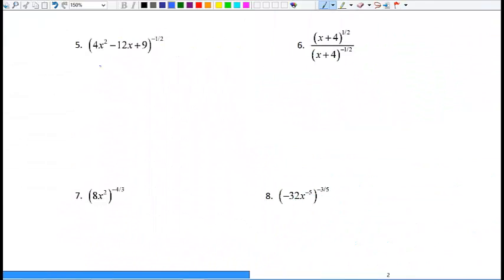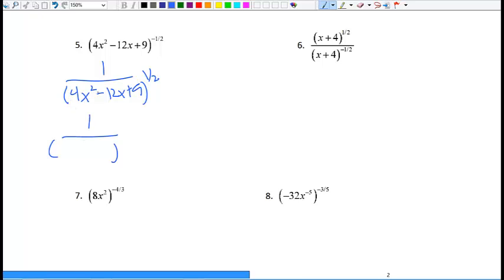Number 5, we've got a negative exponent. So initially the first thing we can do, or about the only thing it looks like we can do, is bring that to the denominator. But since we've already talked about factoring, we should stop and look and see if there's something else going on here.